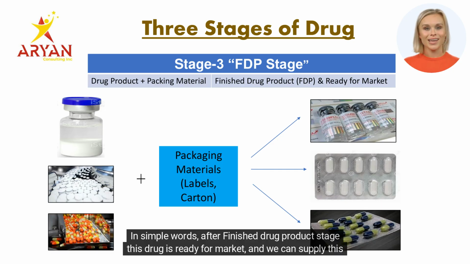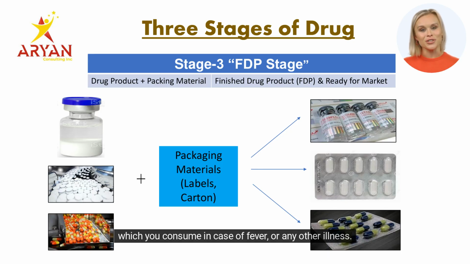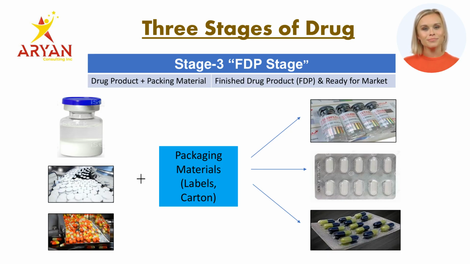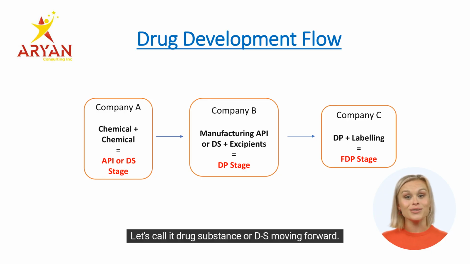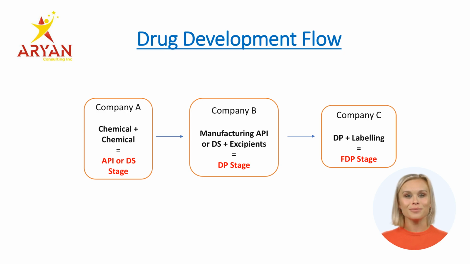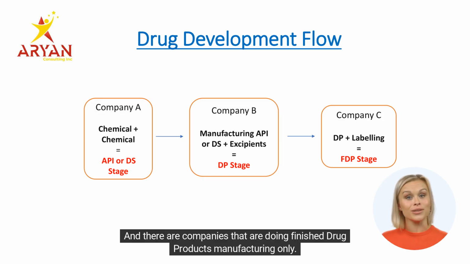In simple words, after the finished drug product stage, this drug is ready for market and we can supply this FDP to patients. For example, a Tylenol strip that is being sold on the shelf of a pharmacy is a finished drug product, which you consume in case of fever or any other illness. In a nutshell, there are companies that are only producing API or DS. Let's call it drug substance or DS moving forward. And there are companies that only work on drug product manufacturing. And there are companies that are doing finished drug product manufacturing only.